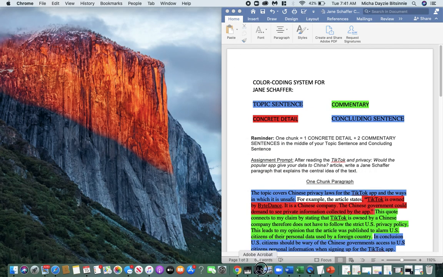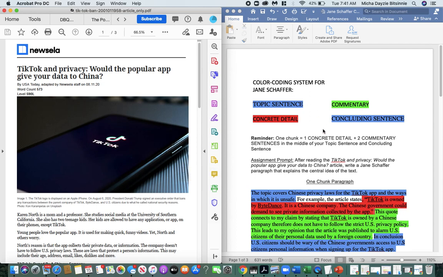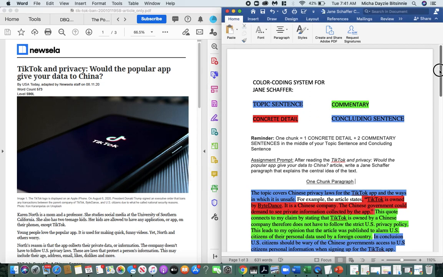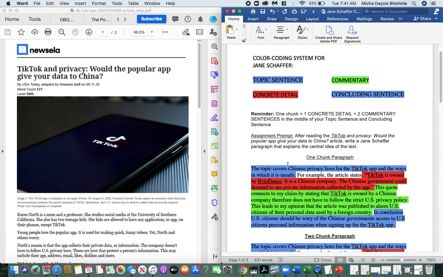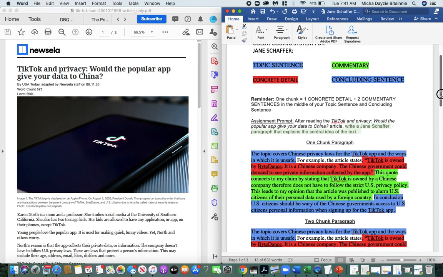So the example I'm going to use today is the TikTok article and how you complete a one chunk paragraph. All right, so the assignment prompt that was given was this here. After reading the TikTok and privacy, would the popular app give your data to China article, write a Jane Schaffer paragraph that explains the central idea. Okay, so that's your goal, is to write a Jane Schaffer paragraph that explains the central idea.